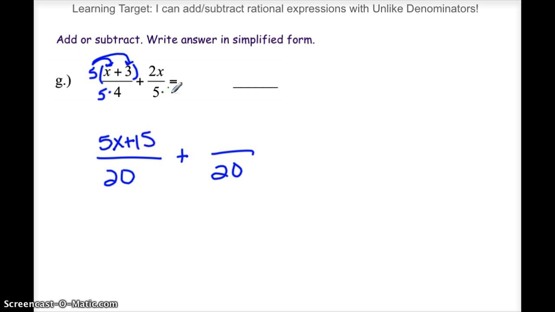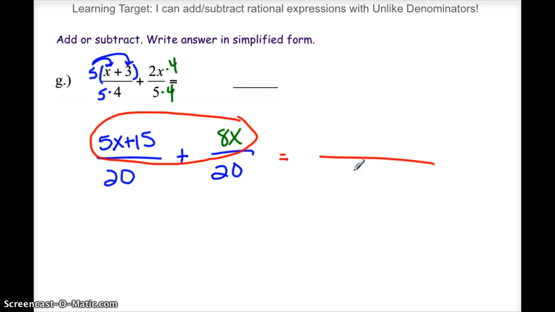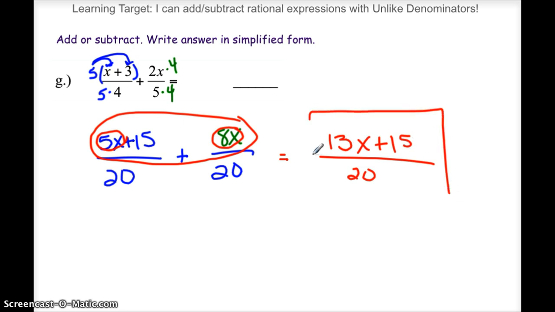The second fraction needs multiplied by a 4. So that would turn into 8x. Now that they're the same, add like terms across the top. So let's see, I'd have a 20 on the bottom. 5x plus 8x would give me, what is that, 13x, and then plus that 15. I can't factor 13 and 15 anymore, so there's my simplified answer.